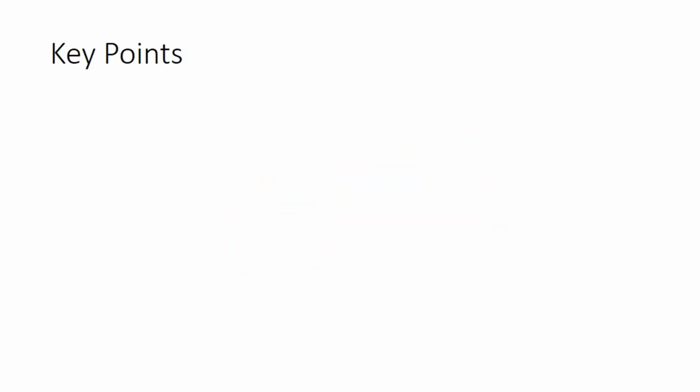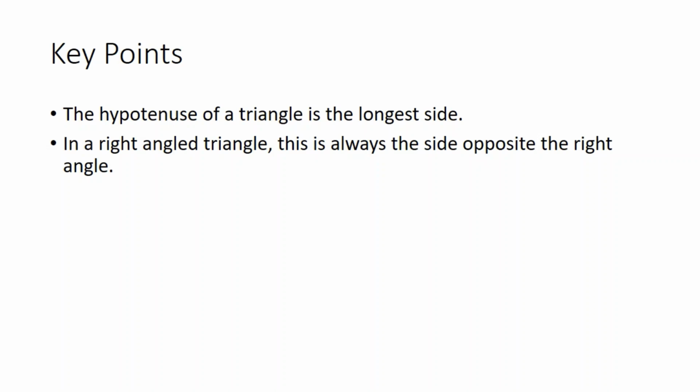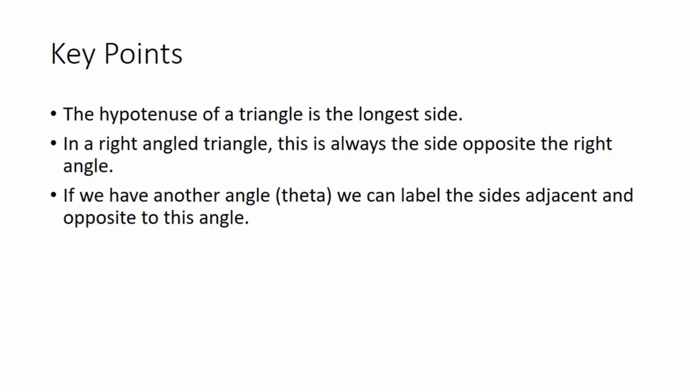Okay, so the key points from this video. The hypotenuse of a triangle is always the longest side. That's just the name we give to the longest side of a triangle. In a right angle triangle, this is the side that's opposite to the right angle. And if we've labelled another angle, say theta, we can label the sides adjacent and opposite to this angle.